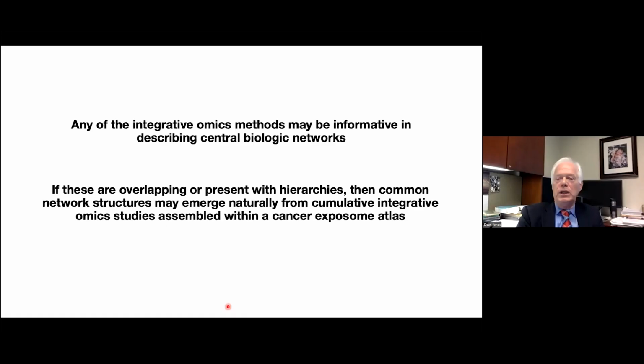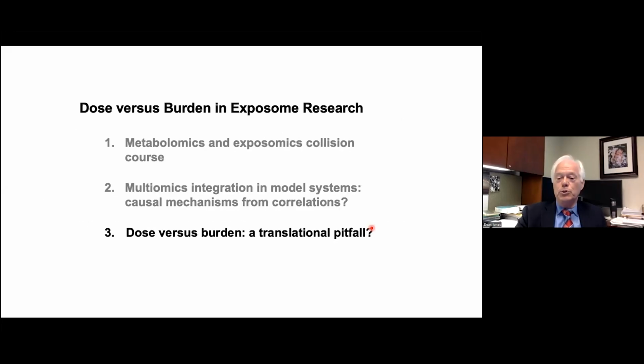we need to pay attention to because it's very possible that any of the integrative omics may be important in terms of describing biological networks. Critically, if these are overlapping from different studies, different populations, different diseases, if these are overlapping in their structures, or if they're present with common hierarchies, then if we create a cancer exposome atlas, the network structures may emerge naturally just from the cumulative data. And this is why I believe it's not a question of can we do it, it's a question of we must do it as far as development of a cancer exposome atlas.